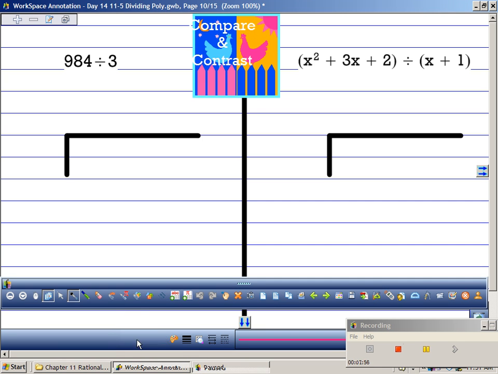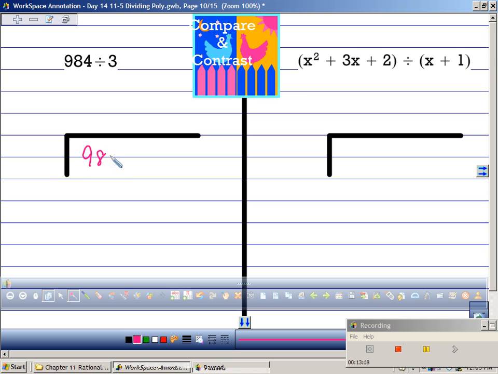So let's go back to, okay, so 984. Where does 984 go? Inside. And 3 goes on the outside. 3 times what makes 9? 3. Draw the line, change the sign. 9 minus 9 is 0. And now what do I do?